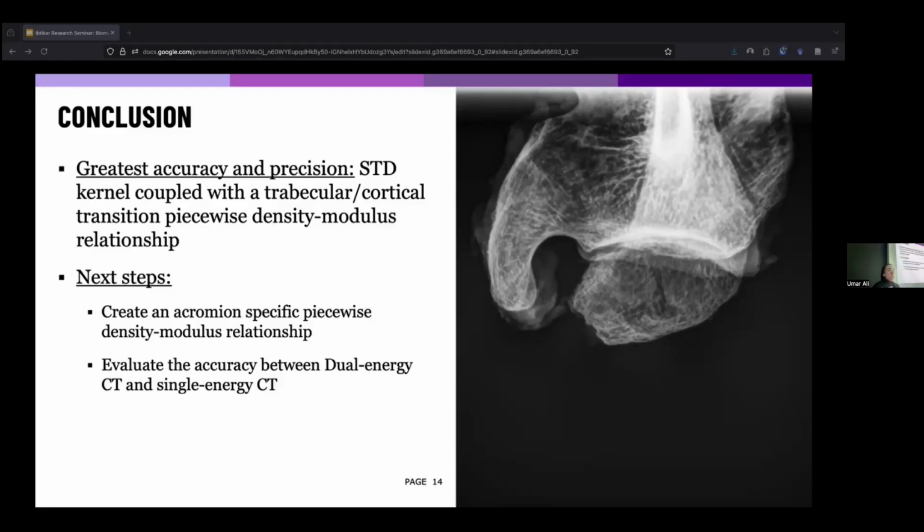And so a next step is we want to derive a relationship using the same piecewise format, but using a chromium model, which will give us insight into whether this is actually a chromium specific issue or something else. Additionally, what we're also doing right now is, I mentioned that we use single energy CT scanning, so there's also dual energy CT. We want to see if this also reveals any insight into how accurate we can get with these reaction forces.